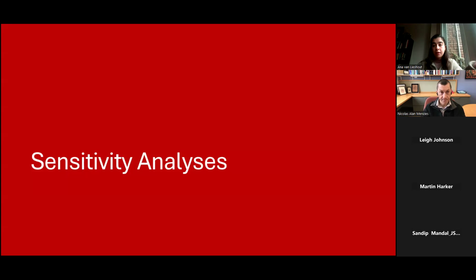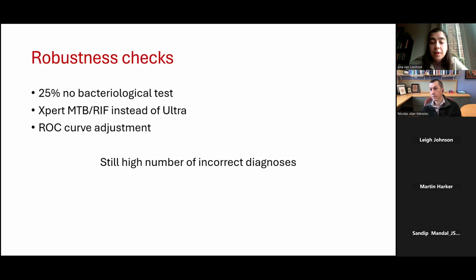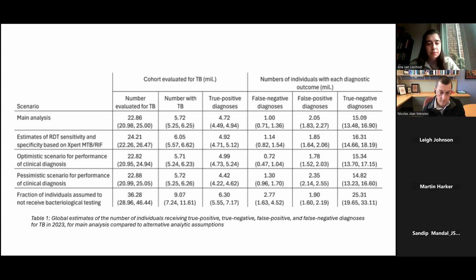So to evaluate our results, we did look at some sensitivity analyses. So these are what I mentioned before. What if a fraction of the people were actually not getting a lab test, but only being clinically evaluated? What if we consider Xpert MTB/RIF instead of Ultra? Or what if we assume a more pessimistic scenario for clinical diagnosis? And in all of these cases, we see that there's still a very high number of incorrect diagnoses.